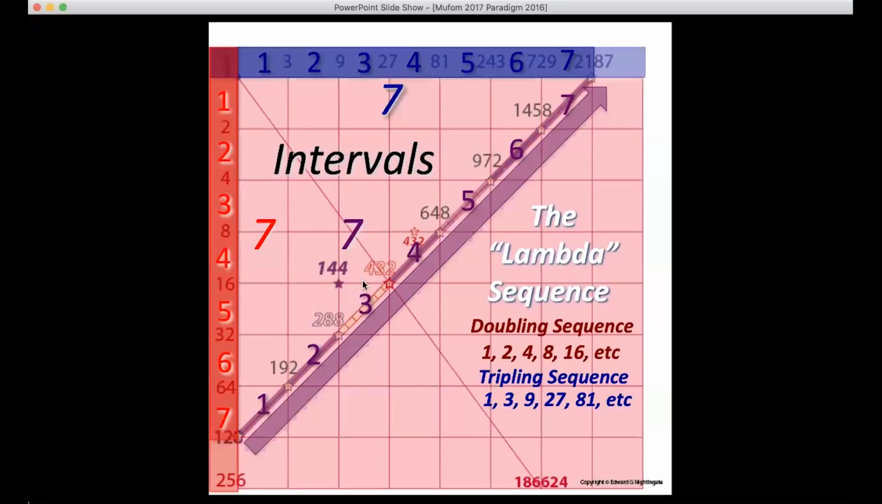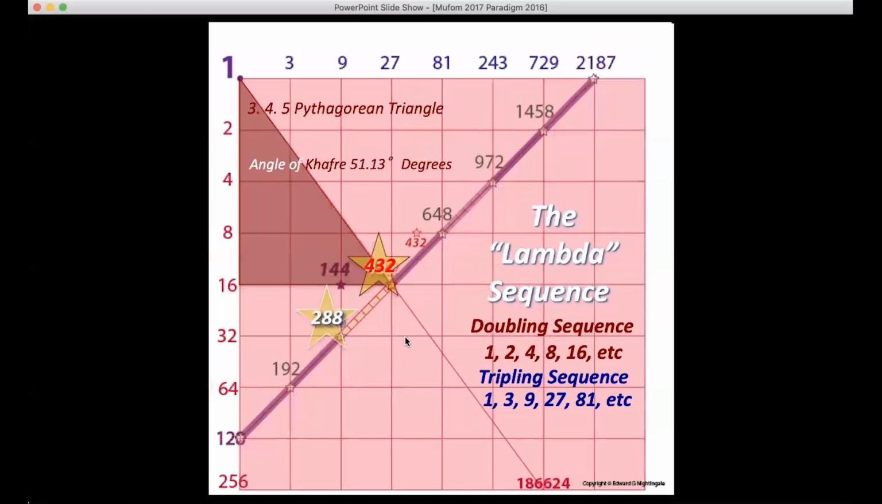And let's also look at that a little bit closer there too. If we go straight up from 288, we got 144, and that's going to play a big part in this as well. Here we can see the Pythagorean 3, 4, 5 triangle where it intersects on the 432.